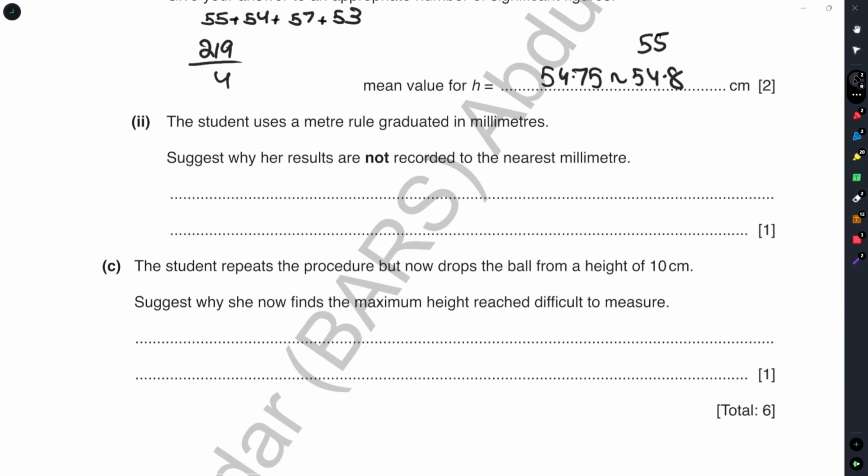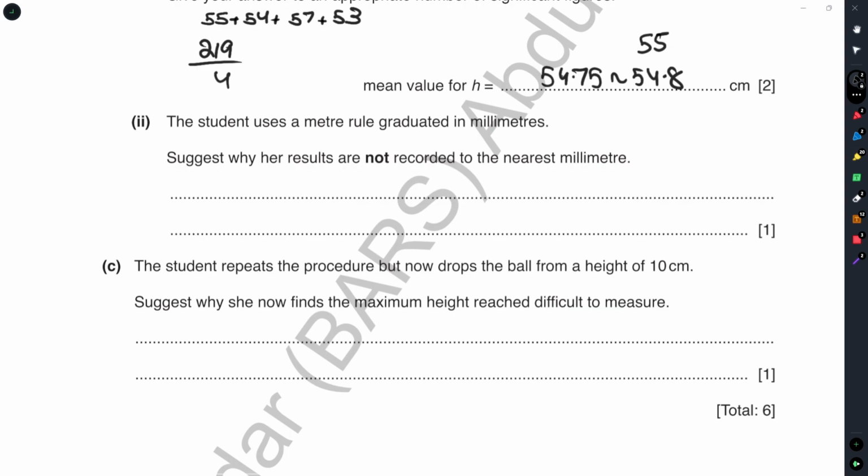Then the question says the student uses a meter rule graduated in millimeters. Suggest why her results are not recorded to the nearest millimeter. So obviously, in that case it's not going to be very easy to measure correct to the nearest millimeter, specifically when a ball is not just going to sit there, saying okay, take your measurement of the height, I'll wait. Of course not. The ball's going to fall, then it's going to rise, and then immediately once it reaches its highest point it's going to start falling down again. So you won't have enough time to say okay, this is so many millimeters, and the ball is not going to wait for you.